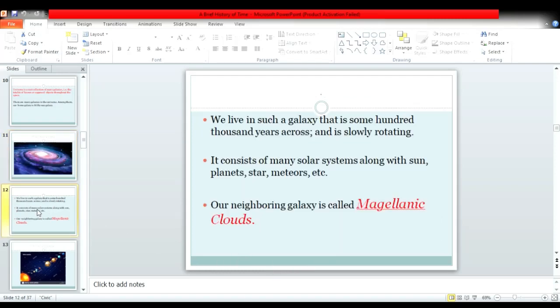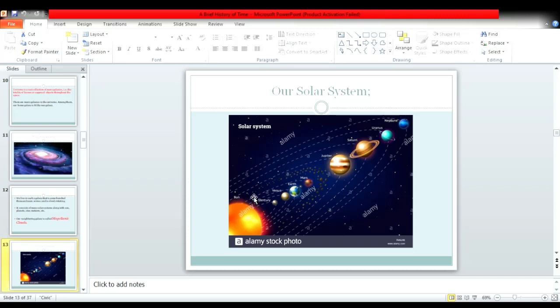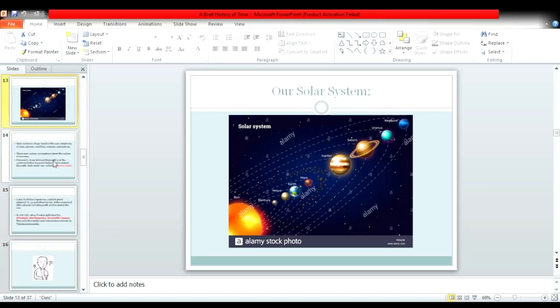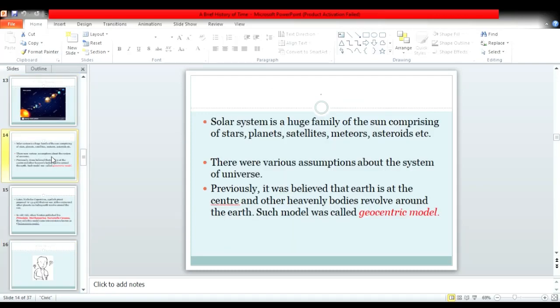We live in such a galaxy that is some 100,000 light years across and is slowly rotating. It consists of many solar systems along with sun, planets, stars, meteors, etc. And our neighboring galaxy is called the Magellanic Clouds. This is the picture of our solar system taken from Wikipedia. Now let us see this. The solar system is a huge family of the sun comprising stars, planets, satellites, meteors, asteroids, etc.